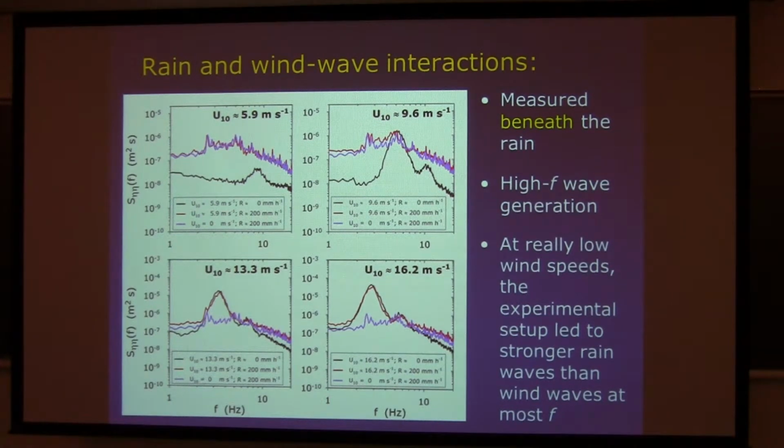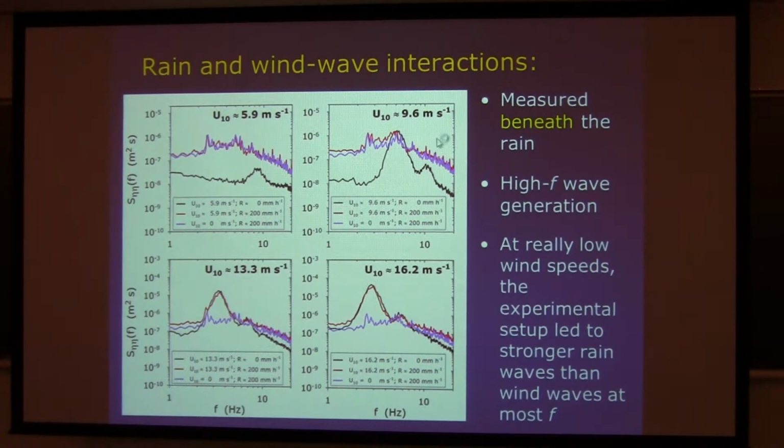Now to the good stuff, the rain and wind wave interactions. We're going to start with the measurements made beneath the rain. These are fresh water. And to explain the color scale here, the black spectrum is the wind-only spectrum. The purple spectrum is the rain-only spectrum, so what was shown previously. And the red is the measurement made when rain and wind are interacting.